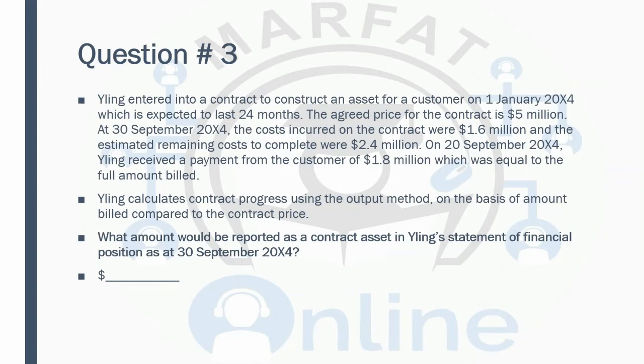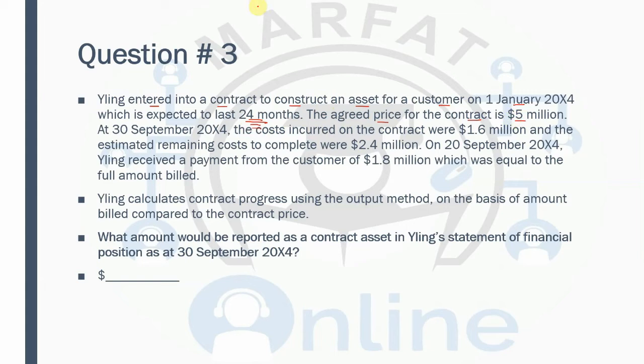Now the question number 3, which is very, very important as it is related to the construction contract. Ling entered into a contract to construct an asset for the customer on 1st January 20x4, which is expected to last 24 months. The construction contract has the issue because it is more than 1 year. Otherwise, if it is 1 year or less, it can be immediately recorded within the current year financial statement. The accounting issue is due to the long-term contract. The agreed price for the contract is 5 million.